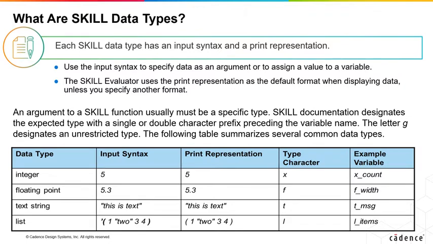And in the last example here, we have list. The input syntax for creating a list is single quote, in this case, single quote parenthesis 1, the string 2, and then the number 3, 4. The print representation is the list with a set of parentheses around it. The type character for a list is L, and so for example, if you saw this in a syntax description and a function needed a list of items, it would be L underscore items.